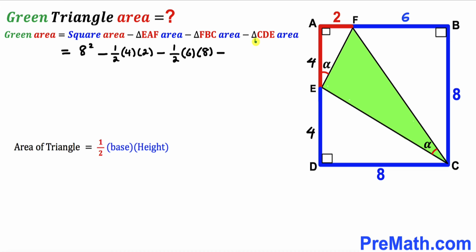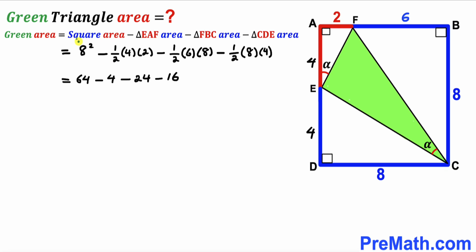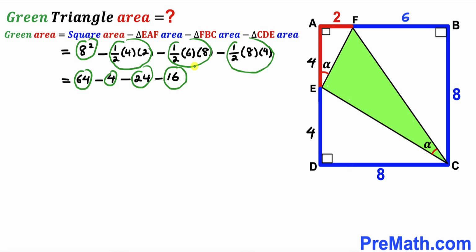And finally the triangle CDE area. We are talking about this CDE area. Our base is 8 and the height is 4. So therefore we can write a half times 8 times 4. And if we simplify 8 squared, that is going to give us 64. And if we simplify this part, that is going to give us 4. And if we simplify this part, that is going to give us 24. And finally, if we simplify and multiply, that is going to give us 16.